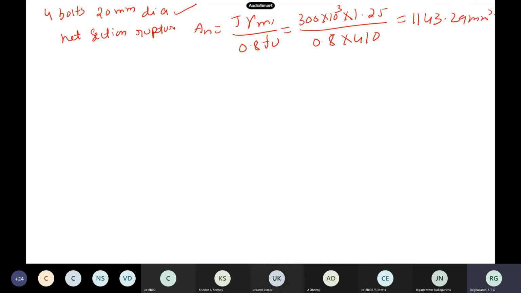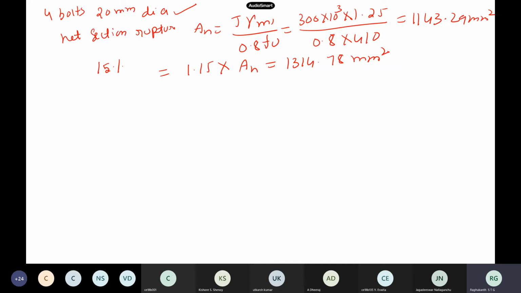So this turns out to be 1143.29 mm square. Now the tensile area has to be increased, like 15% or 25%. So that you decide. Let us say for this problem, I increase by 15% only. So that means it's 1.15 times this net area. So this turns out to be 1314.78 mm square. So you can take 25% also. Then you can do the design, and then you can recalculate once again all these issues itself.